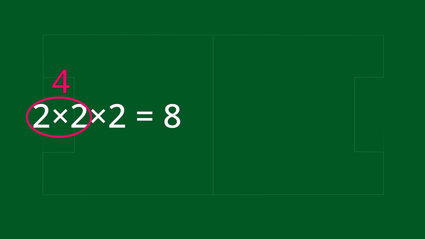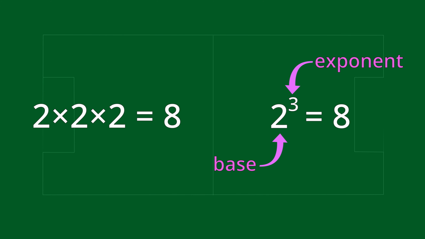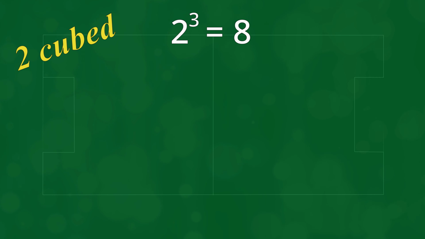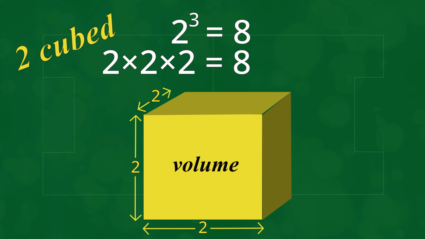Here, 2 multiplied by 2 equals 4, then 4 multiplied by 2 equals 8. We can also say 2 to the exponent of 3 equals 8, or 2 cubed equals 8. 2 cubed seems strange. Where is the cube? Well, if we had a cube with a side of 2, the volume of the cube would be 2 multiplied by 2 multiplied by 2, or 2 cubed, or 8.